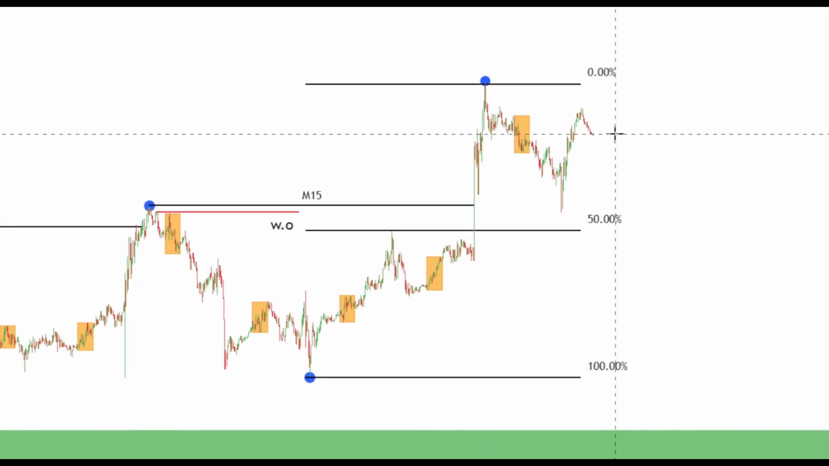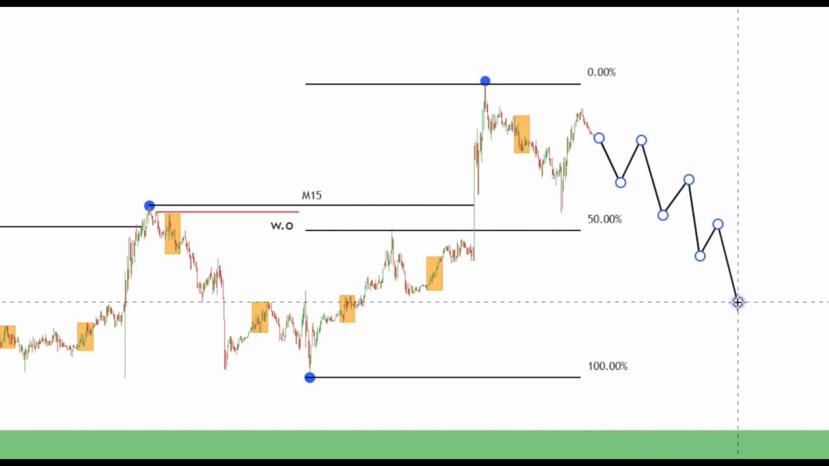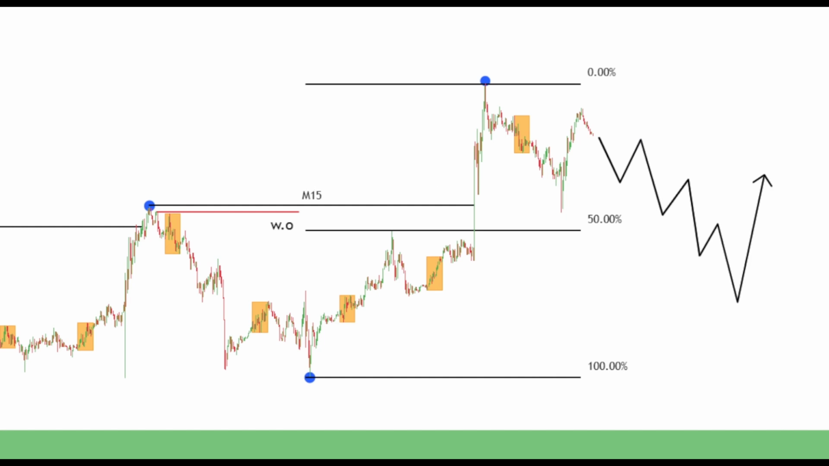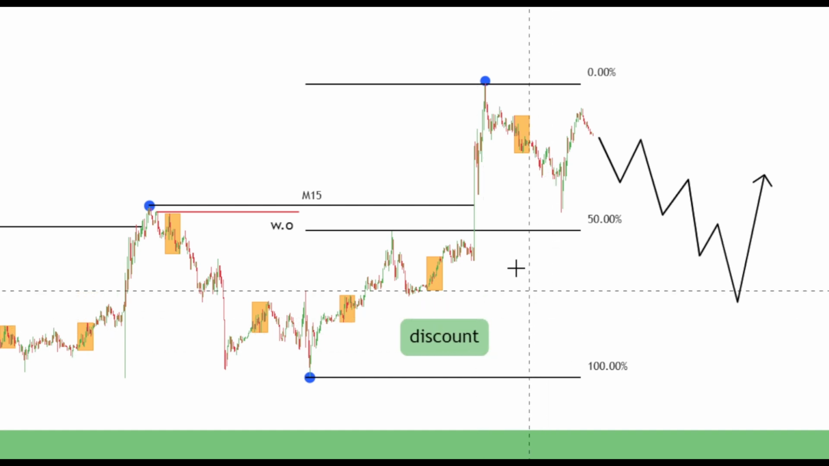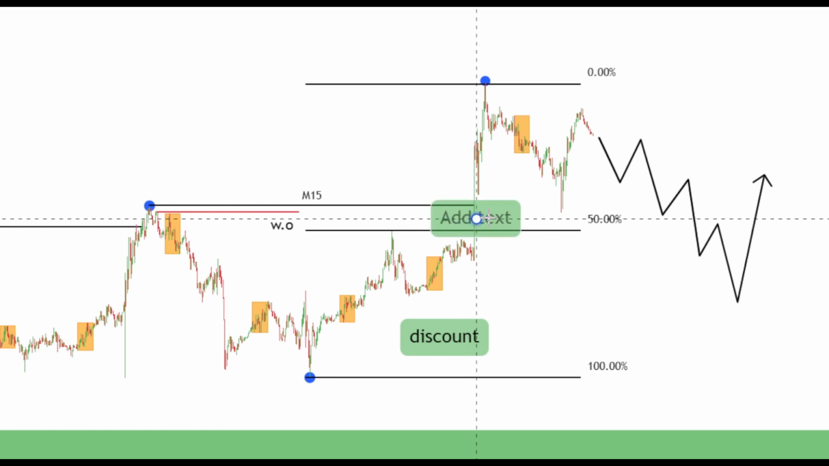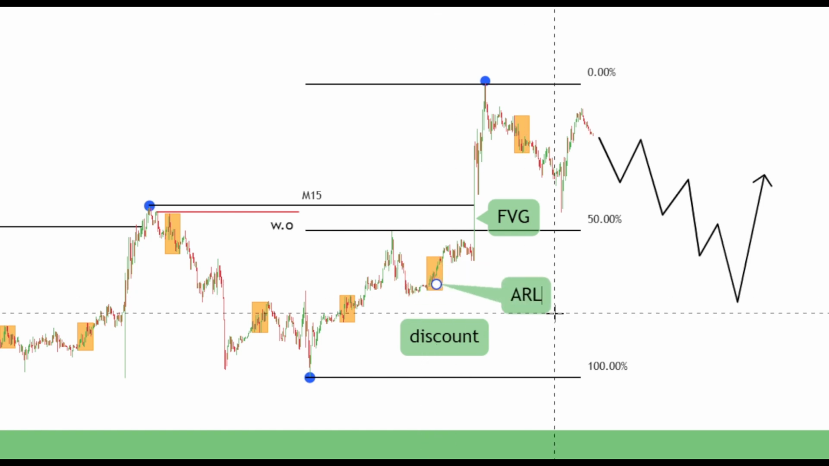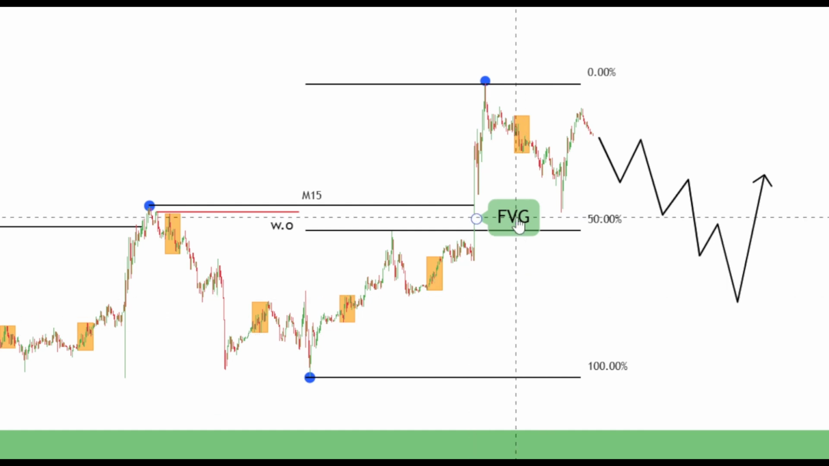Well, I personally am looking to sell in this premium down to a discount before continuing higher, right? So I am looking for price to come into this discount over here. What makes this discount particularly attractive to me is the fact that we have an inefficiency over here. We have a fair value gap that does need filling. We also have an Asian range low over here, ARL, which also needs filling, right? So there's reason for lower pricing.